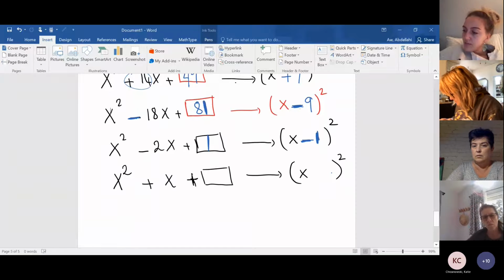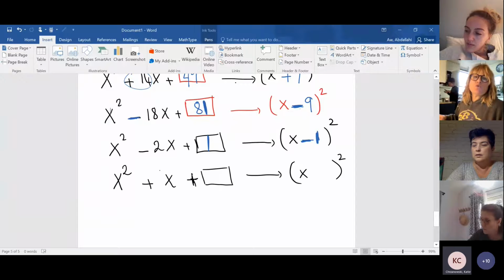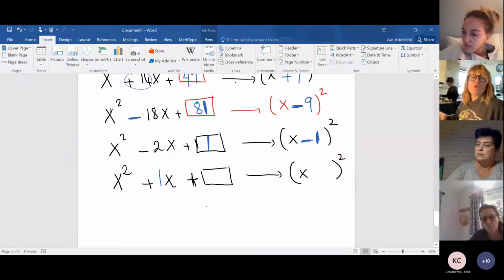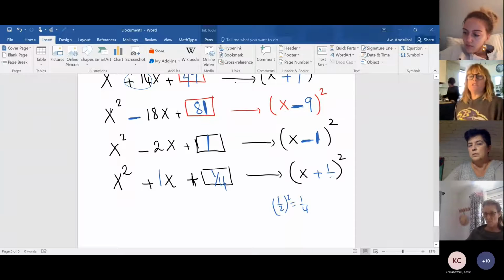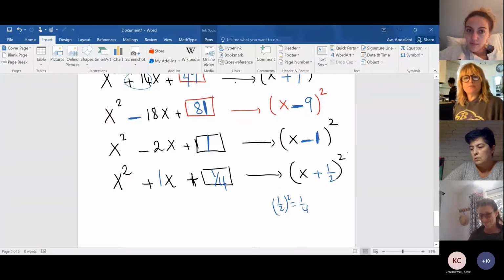What is the number in front of the x? 1. So that would be 1/2, and then you have to square that, right? Which is 1 over 4. So we have to add 1 over 4. And when you do that, we get... Oh gosh, these guys are really good.